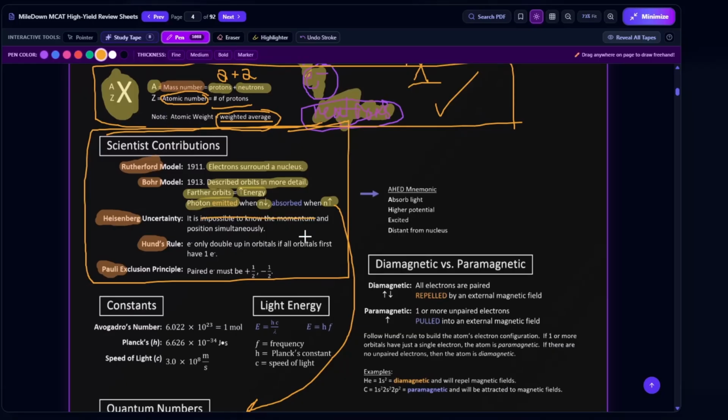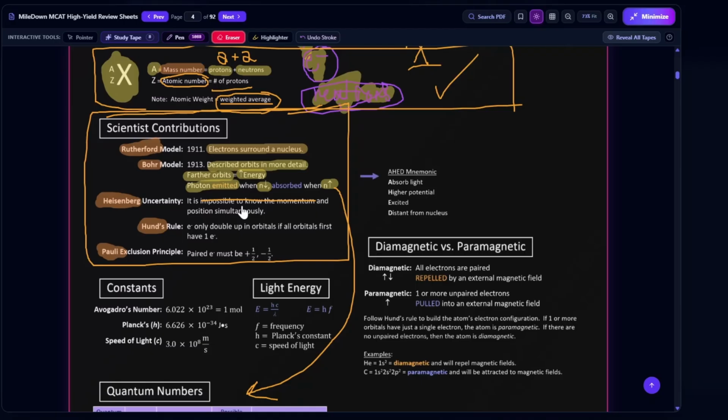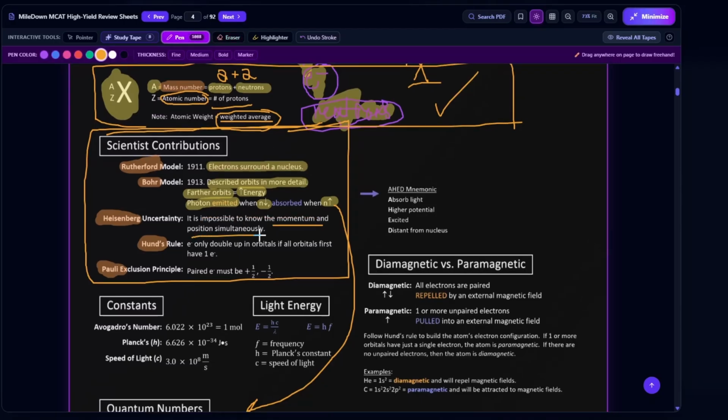It is impossible to know the momentum and position of an electron simultaneously. So it is impossible to know the momentum and position simultaneously. This is referring to an electron's position and momentum, okay? That's all you have to know about it, really. Everything I said, by the way, about photons and the excited state and ground state is in this mnemonic. Absorbed light will lead to higher potential. You'll have an excited state, and you will have a distance from the nucleus. As we said, the further the orbital is, the higher the energy. When it's in ground state, the electron is closer to the nucleus, okay?